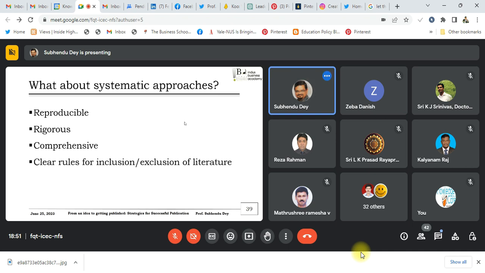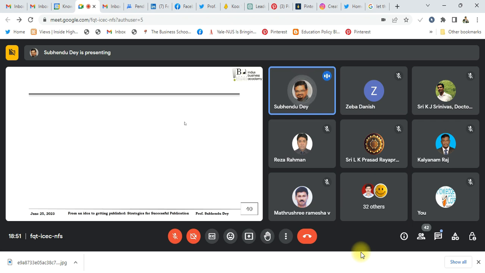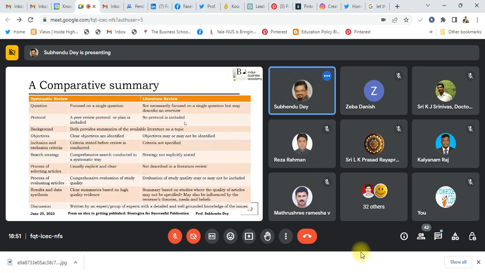This would also synthesize all the literature in the right manner. If you look at the two forms, and I've put up a small comparative summary, you can look at this. If you look at the systematic review versus the literature review, systematic review is very, very focused. It is focused on a single question. The traditional narrative form may not be so.